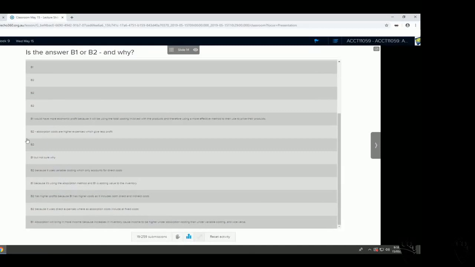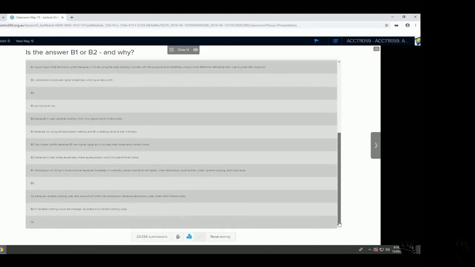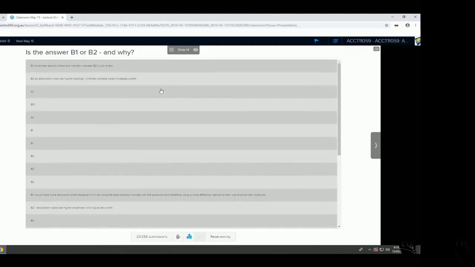Ten more seconds, then we'll have a look at what is the answer. It's a bit of a spread, but B2 is by far the most popular. B3 is the least popular, being not an option, and there are a few who said B1. Most people have said B2 because, those who gave a reason, said the inventory will have less costs in it. But both businesses have exactly the same expenses and costs. It's identical.